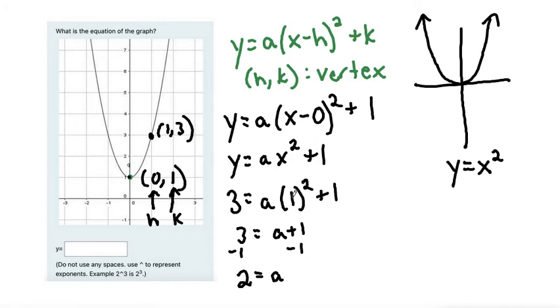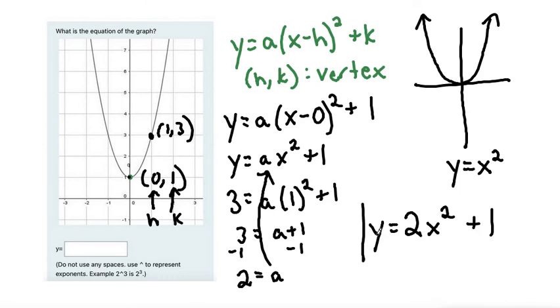Plugging that back in right here, we get an equation where we're leaving y as y and x as x. We have y is equal to 2, we're plugging in 2 for a, x squared plus 1. So now we have an equation that only has x and y in it and everything else is just numbers. So that would be the equation of our graph.